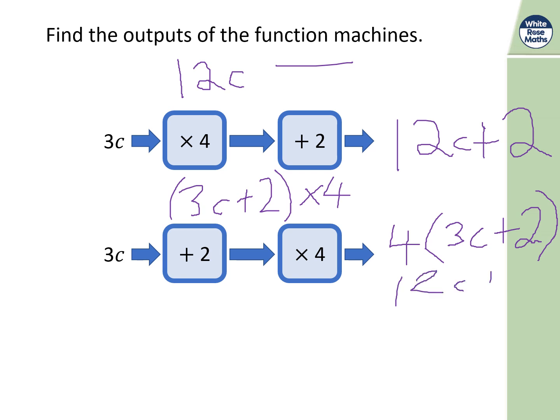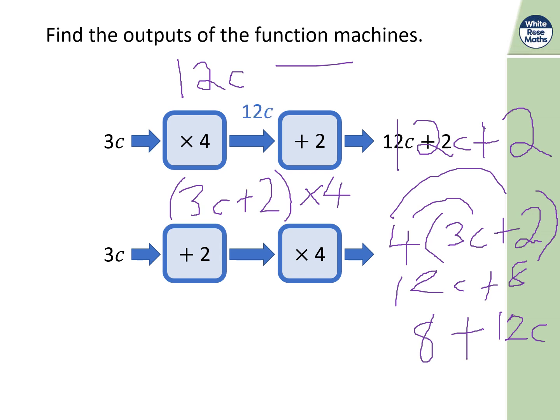If you expand that single bracket, 4 times 3c is going to be 12c, and then 4 times positive 2 gives me positive 8. And again, I can have it as 8 plus 12c, or any other form. Or 4 lots, so 2 plus 3c in brackets, brackets closed, times 4, and then it gives you 12c plus 8.